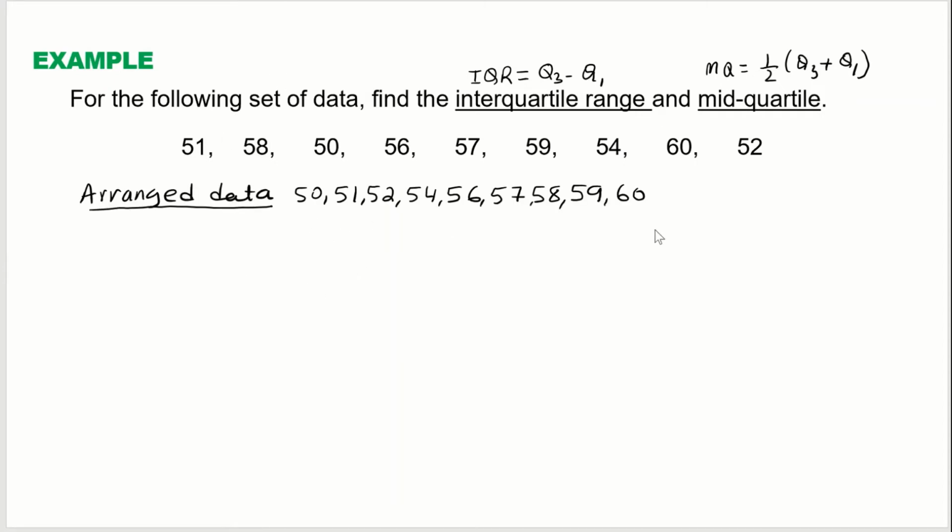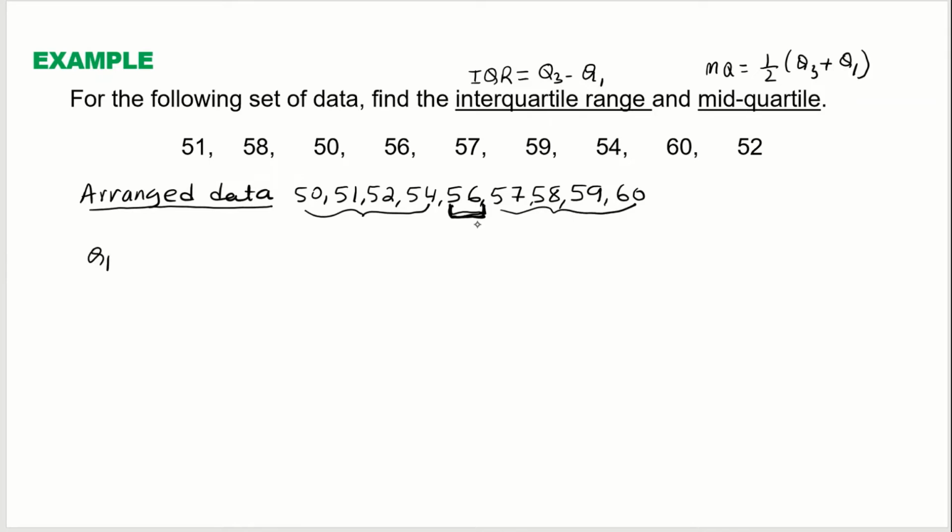Okay, here we have the arranged data. We have 9 observations: 1, 2, 3, 4, 5, 6, 7, 8, 9. So the median is the 5th one, which is 1, 2, 3, 4, 5. This is the median, or Q2, but we need Q1, which is the median of these numbers, and Q3 is the median of these numbers.